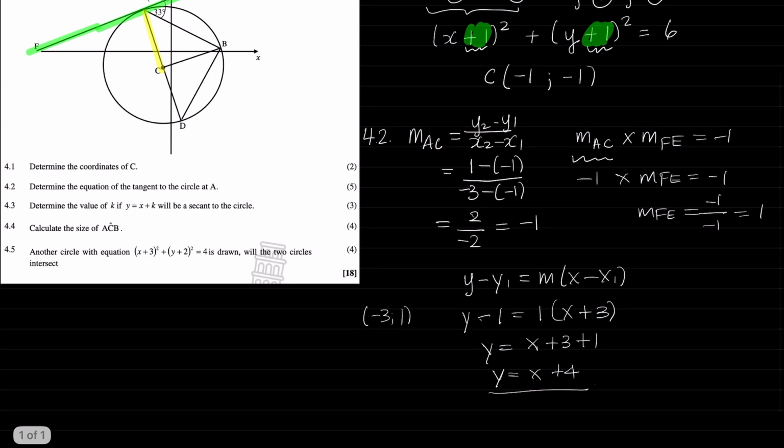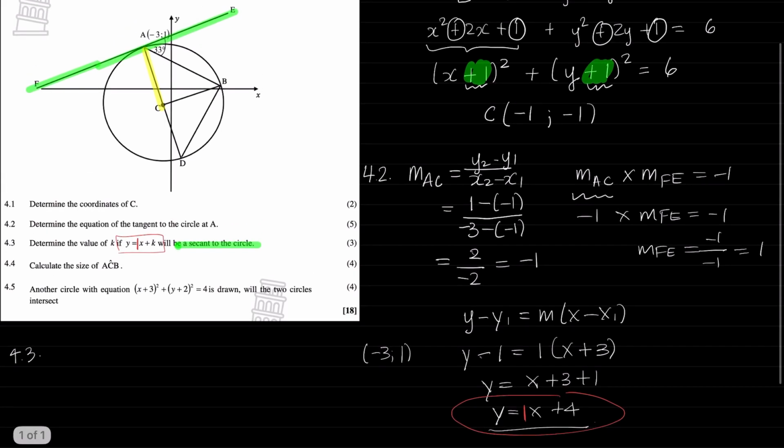Now moving on to question 4.3. Determine the value of k if y equals x plus k will be a secant to the circle. Now a secant is a line that goes through the circle. It cuts through. So we need to consider what values of k will this line be a secant. So if you look at the gradient of this line, y equals x plus 4, the gradient is 1. And if you look at the equation that they've given us, y equals x plus k, the gradient is also 1.